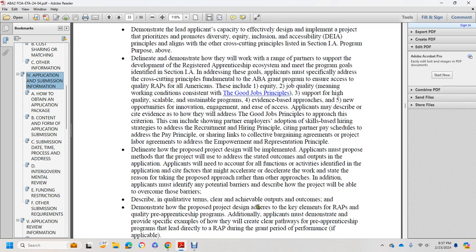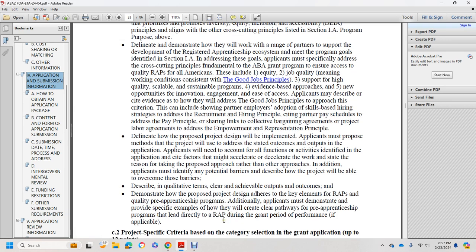Demonstrate how the proposed project design adheres to the key elements of registered apprenticeship and quality pre-apprenticeship programs. Additionally, applicants must provide a specific example of how they will create clear pathways for the pre-apprenticeship program to lead directly to the registered apprenticeship during the grant period of performance.